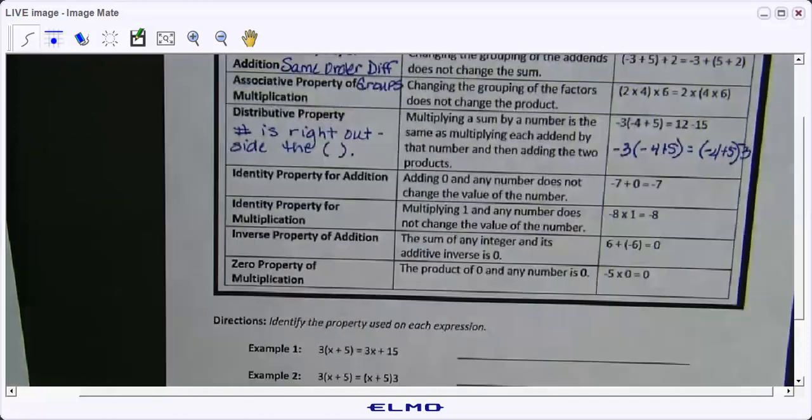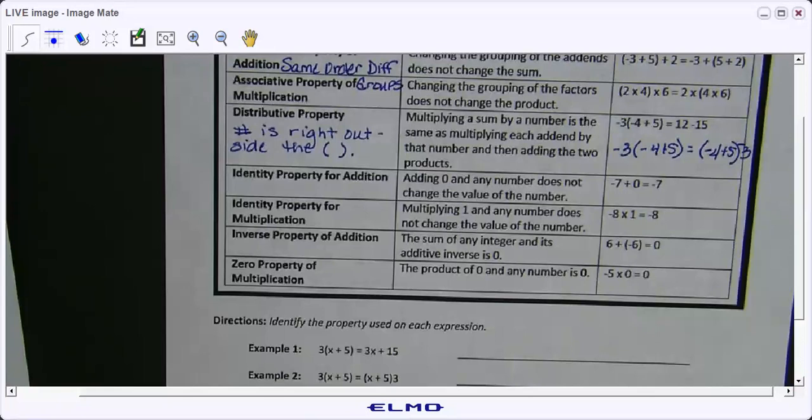Now we have 2 identity properties, one of addition and one of multiplication. And the key, when I think about this, is that whenever you have a number added to something else and it equals that same number, that's an identity. It matches. My identity here matches my ID card on my driver's license. Eventually, you guys will have one of those if you don't already have it.